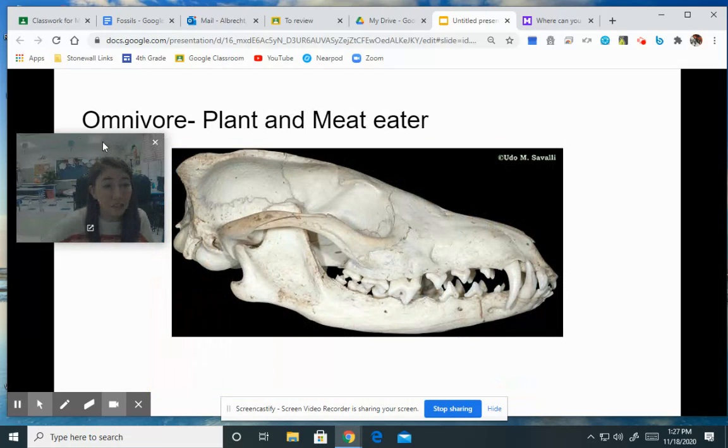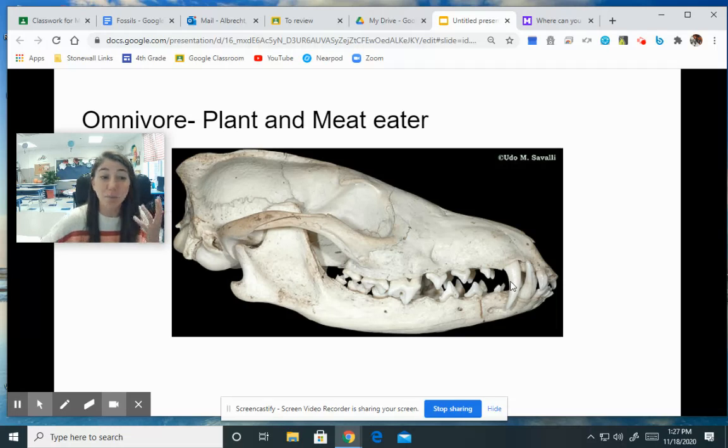And then our other type of eater is a plant and meat eater, and those are called omnivores. And you can see on this animal that they have flat teeth in the back, and then they have sharp teeth in the front. And they need both types of teeth because they need to be able to grind the plants, but also be able to rip apart the meat because they eat both plants and meat.